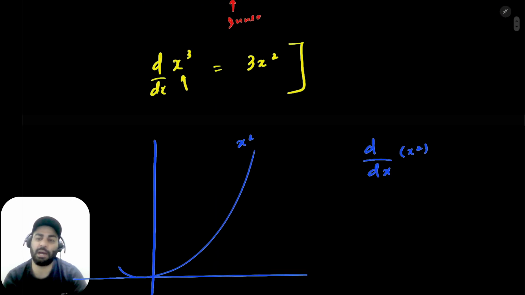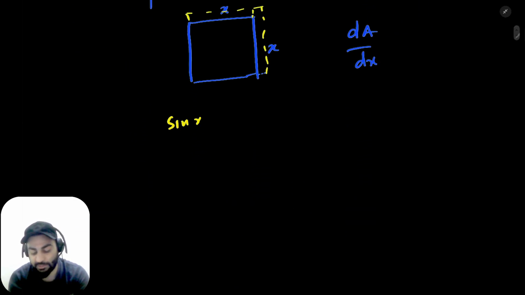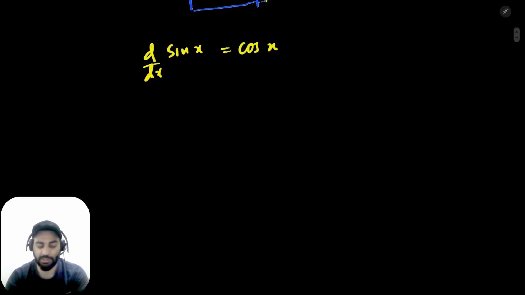Now we have seen how to take care of these functions separately, like x to the power n or something like that. Then we have also seen trigonometric functions: the derivative d by dx of sine of x is cos x. Similarly, d by dx of cos x is minus sine x, and so on. So now we want to combine them together, and we want to see what rules we have to apply and how to differentiate these functions which are in combination.